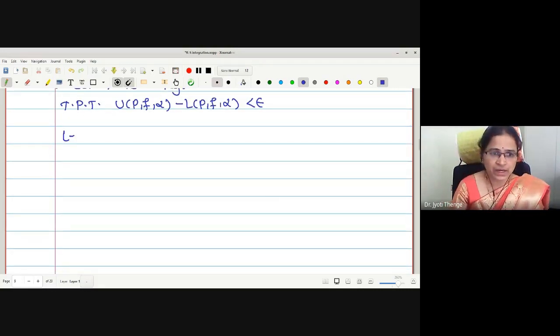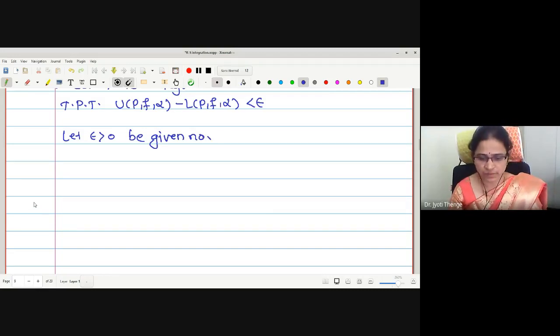Okay. Let epsilon greater than 0 be a given number, because everything we are proving depends on epsilon itself. Now, the fact we know is that the upper integral and lower integral are the infimum and supremum of the upper and lower sums. Knowing this fact, we have found the partitions P1 and P2.